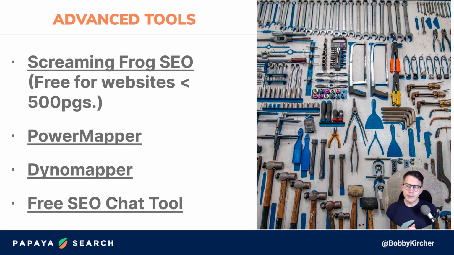So these are some tools that are available to crawl your site and show you the structure of the site. Screaming Frog SEO is a great tool. It is a premium tool. You have to pay for the software to get the full features. But it is free for any sites that are under 500 pages. So it's a great tool.